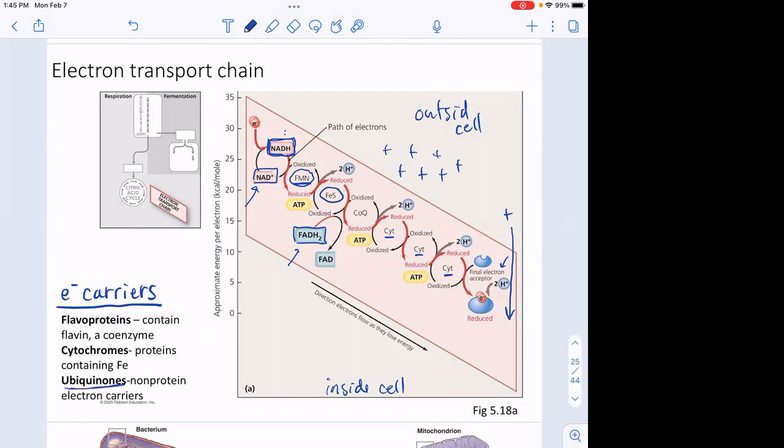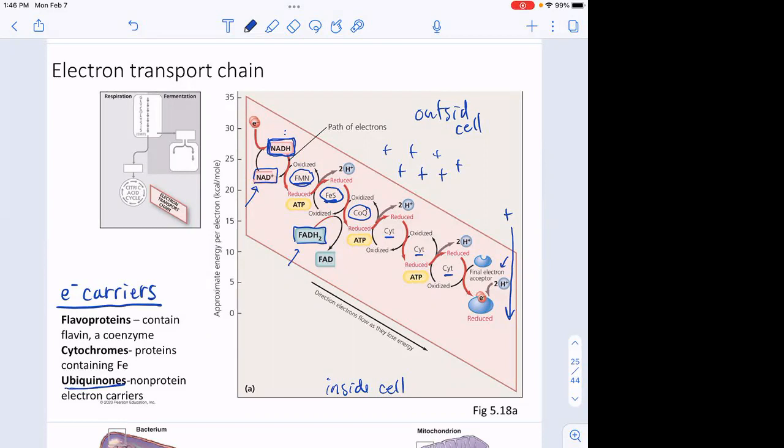Ubiquinones, these are non-protein electron carriers. They're actually derived from one of the vitamins. Coenzyme Q is an example of an ubiquinone. And there are some other molecules that are just made of heavy metals, like iron sulfide here. Again, the important thing is it alternates between being oxidized and reduced, so it can pass the electrons down. Let's see, what did I forget to say?